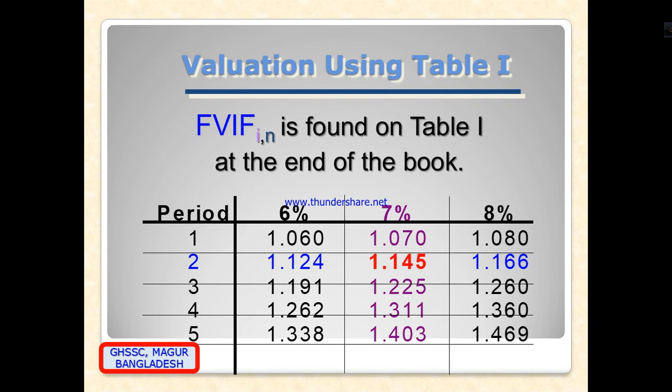You will find it if you go to the last pages at the end of your respective textbook, then you will get the table. For 6%, at the end of the first year, how much? 1.060. At 7%, 1.070. At the end of 2 years, you will get 1.124. Third, 1.191. Fourth, 1.262. These are the facts given in front of you. You may calculate very easily. In case it is required, this table will be provided to you.